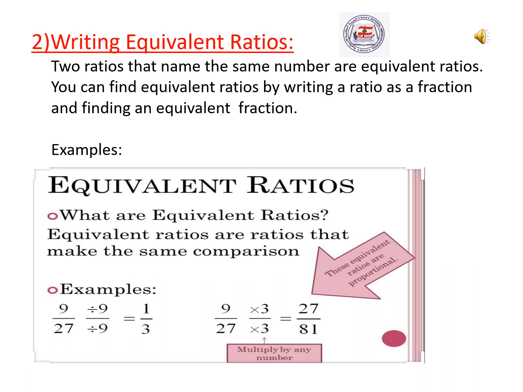What are equivalent ratios? Equivalent ratios are ratios that make the same comparison. Take 9 over 27. 9 is divisible by 9 and 27 is divisible by 9, so you can divide the two terms of this ratio by 9. The answer is 1 over 3. 1 over 3 is equivalent to 9 over 27. Now, 9 over 27 you can multiply by any number: 2, 3, 5, 100,000. In this case we multiply by 3. 9 times 3 is 27 and 27 times 3 is 81. These equivalent ratios are proportional.